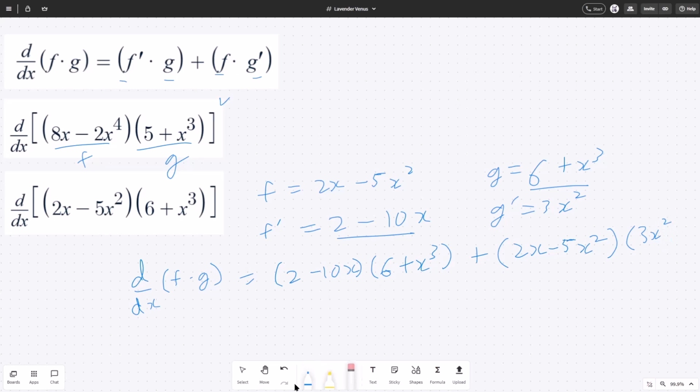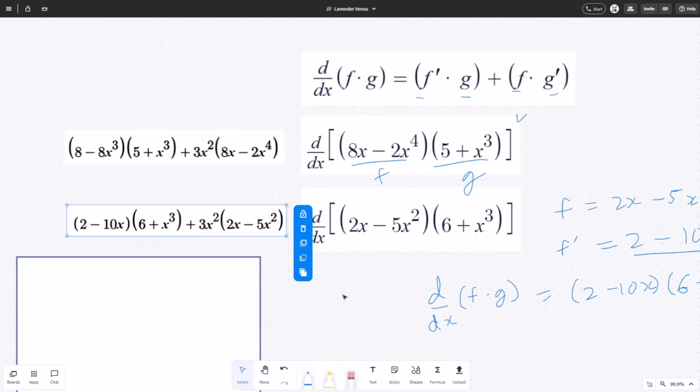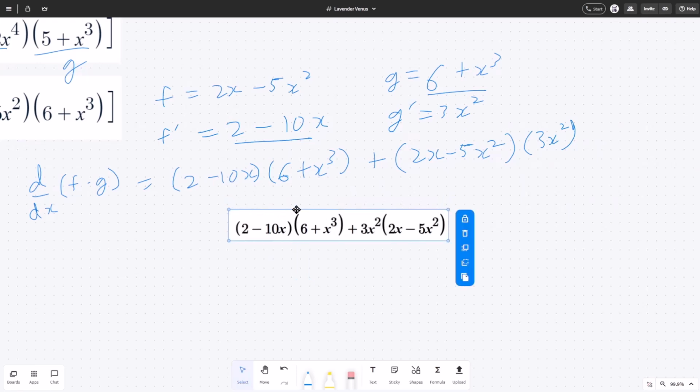Just to simplify that, we have that part right there. If we get the answer sheet, we can just copy and paste here. Just to double check, we have 2 minus 10x multiplied by 6 plus x cubed, plus 3x squared multiplied by 2x minus 5x squared.